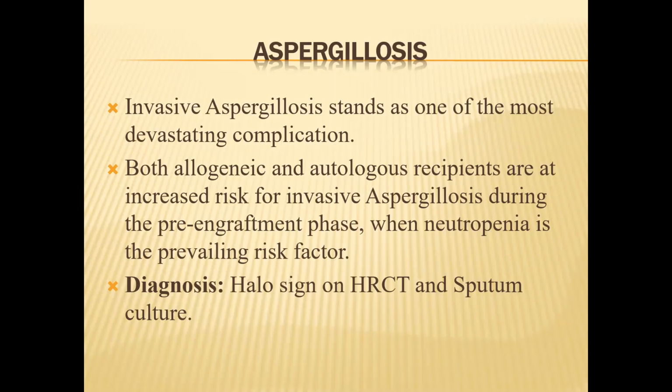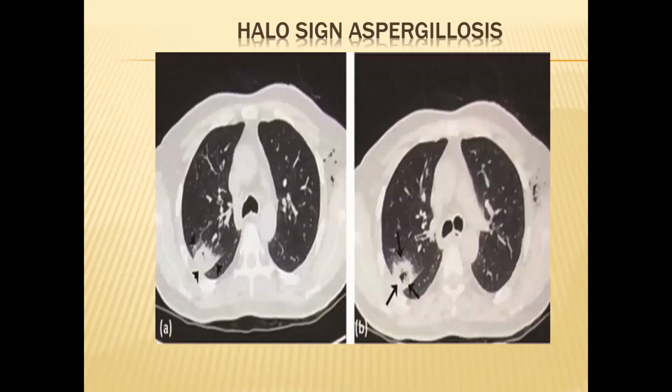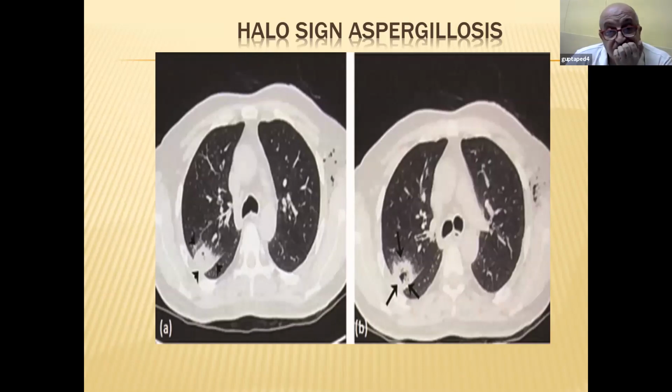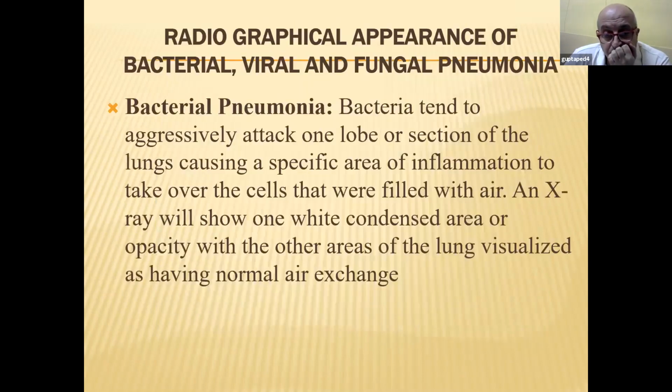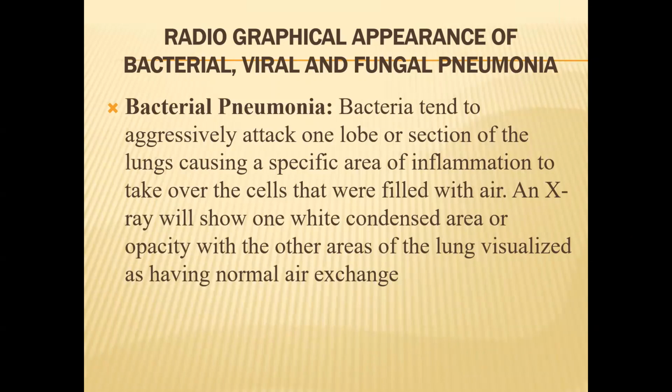Next, sir. This is the typical presentation of invasive aspergillosis on HRCT, showing the halo sign. Next, sir. I have written the basic differences in the radiographical appearance of bacterial, viral, and fungal pneumonia. In bacterial, it attacks one lobe or a section, causing a specific area of inflammation, sir.